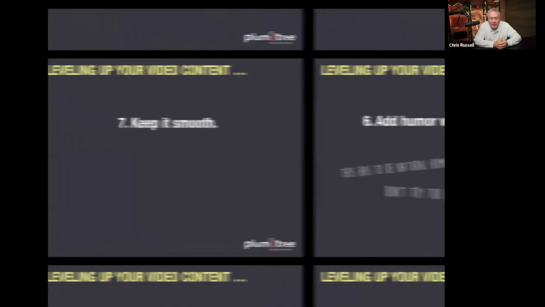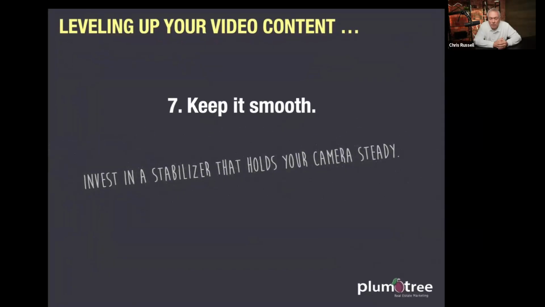So, number seven, keep it smooth. Okay. And by that, I mean it's a great idea to invest in a stabilizer that holds your camera steady. There's lots of great options out there, anywhere between $100, $150. It's a great investment for your real estate business.